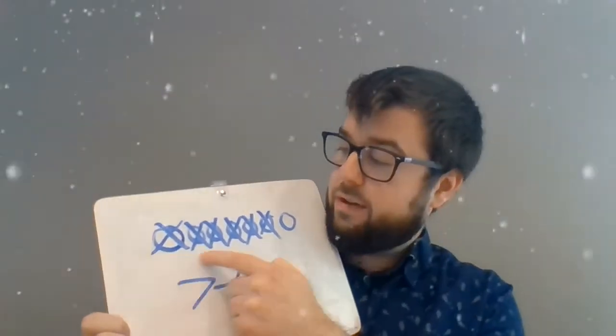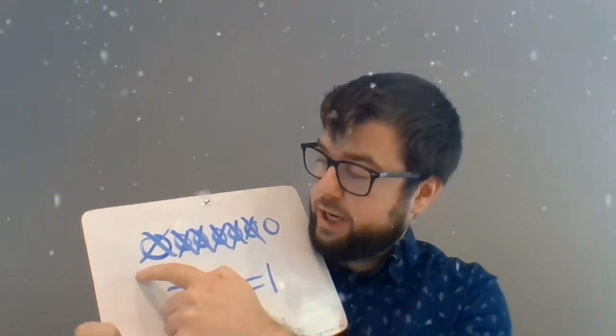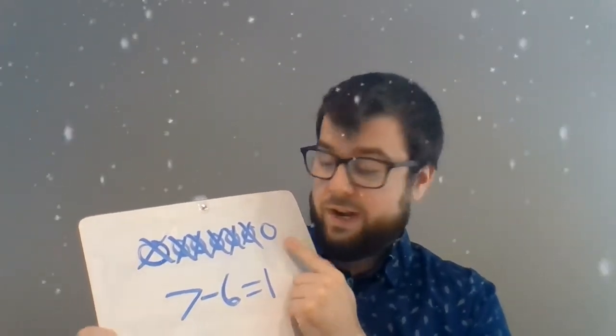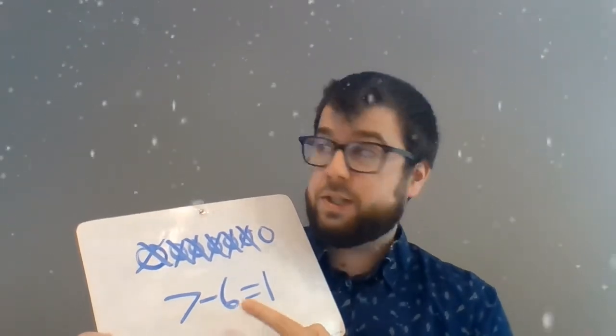Okay, so I have solved it. I drew 7 circles. I crossed out 6 of them, 1, 2, 3, 4, 5, 6. And I saw that there's 1 left. So 7 minus 6 equals 1. Nice work.